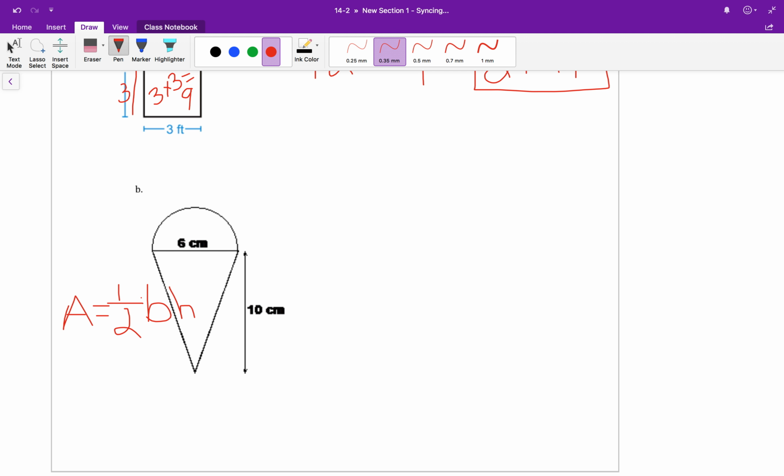So my base is 6 and my height is 10. The height again is what goes down the middle here, the perpendicular line, not the slant lines, and it was just shown over here on the outside. So it's 1/2 times 6 times 10. So that's going to give me 30. So the triangle area is 30 centimeters squared.